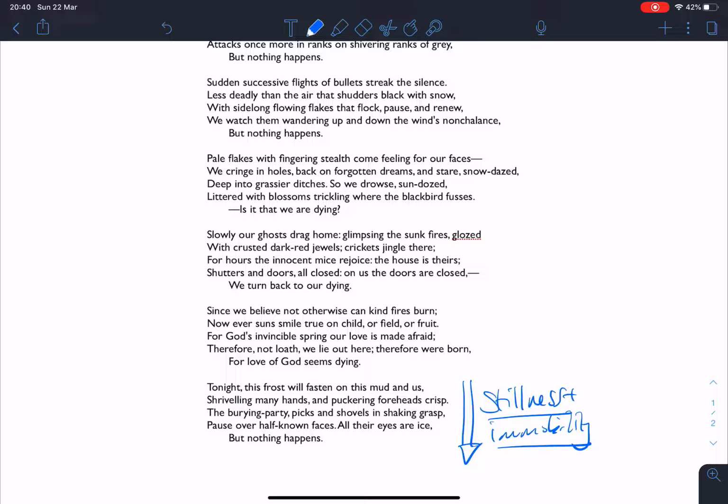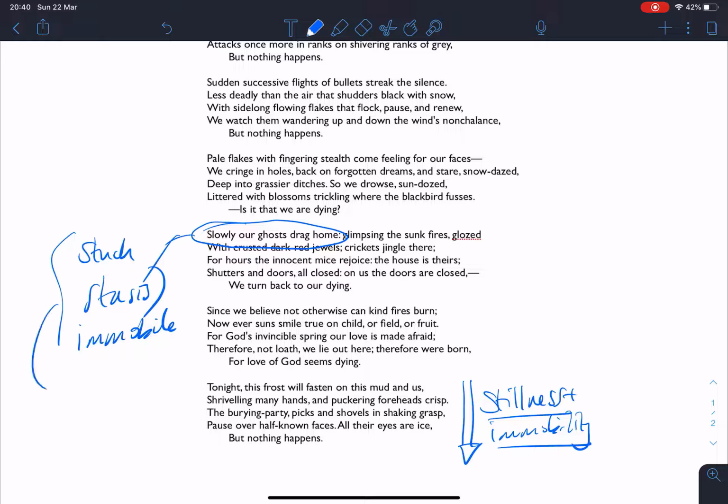So with those things, it rests in this idea here, 'slowly our ghosts drag home,' as though the soldiers have become separated from their own bodies. And ghosts, when we're considering this, are in purgatory. They're neither in heaven nor in hell. They are stuck. Again, this image of the ghosts gives us this kind of stuck. They are in stasis. They are immobile. This is a kind of purgatory. So that gives us a really strong starting point.